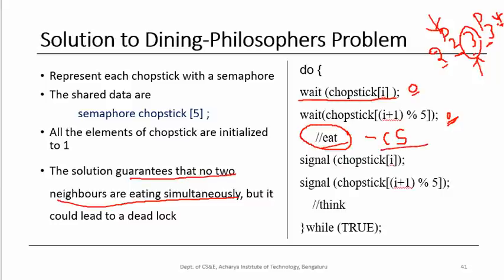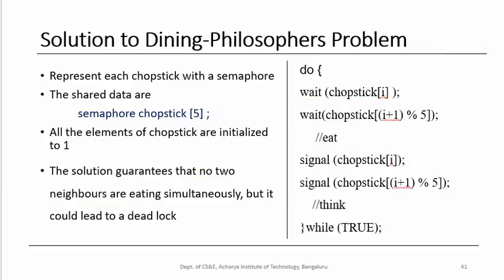Only when they try to eat, then the problem arises. If they are not eating, then they are not using the chopstick, and there will be no problem at all. Right? This is the solution. But this solution could lead to a deadlock. How? Well, let's look at that.